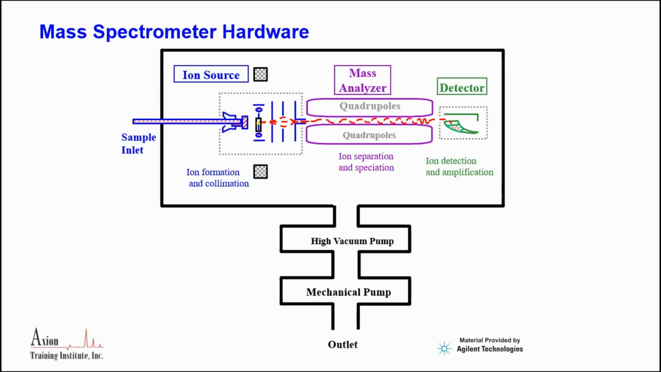So this is sort of the diagram of the mass spec hardware. We're going to start with where it says sample inlet. That's the effluent of the GC column, and then we're going to go through and look at the ion formation. We're going to look at the quadrupole. We're going to look at the detector.